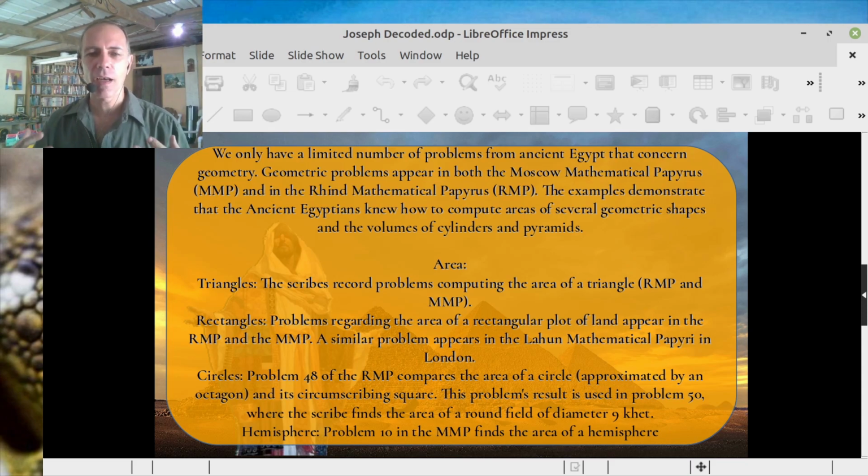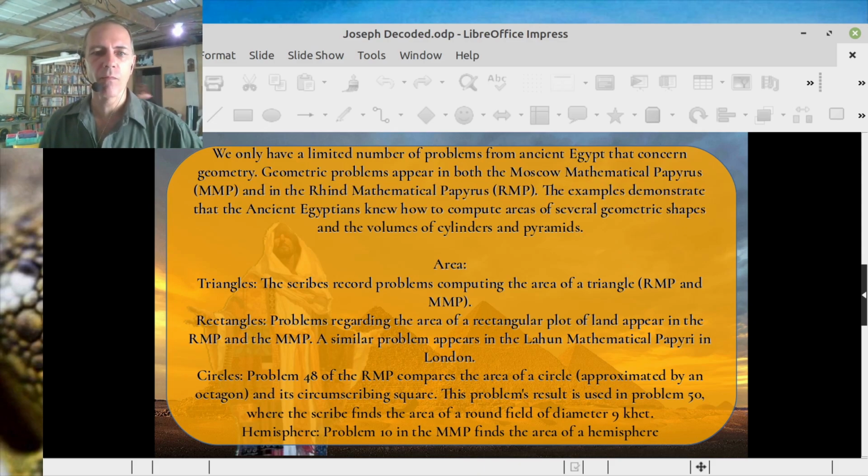They have area, triangles. The scribes record problems computing the area of a triangle. Rectangles, problems recording the area of a rectangular plot of land, appear in the RMP and the MMP. A similar problem appears in the Lahun Mathematical Papyri in London.